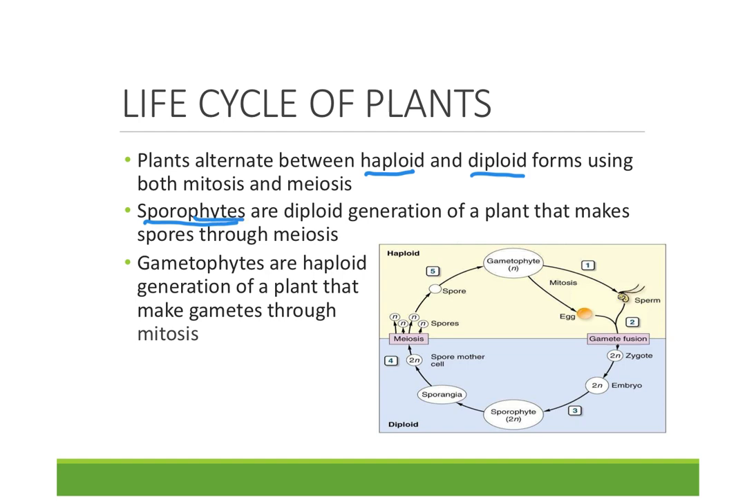Sporophytes, phytes in here means plants. Sporophytes are a diploid generation of a plant that makes spores through meiosis. So sporophytes are plants that make spores. Gametophytes are the haploid generation of plants, and they make gametes through mitosis. So gametophytes make gametes through mitosis. And depending upon the type of plant that you're talking about, what you actually see when you look at a plant might be the sporophyte or it might be the gametophyte.